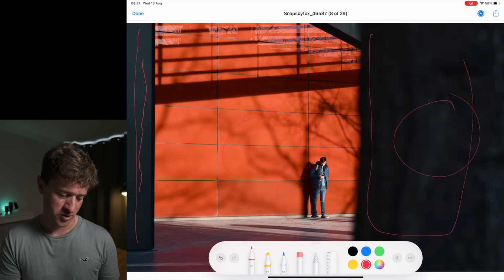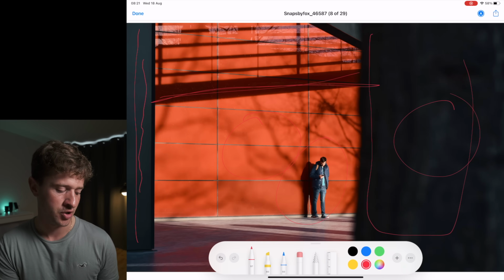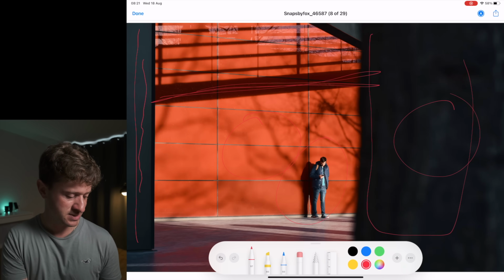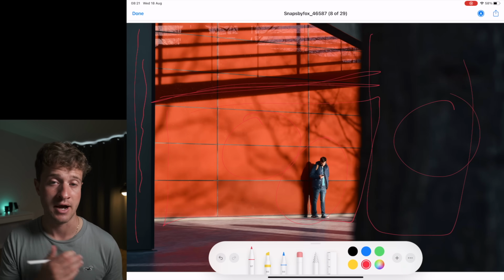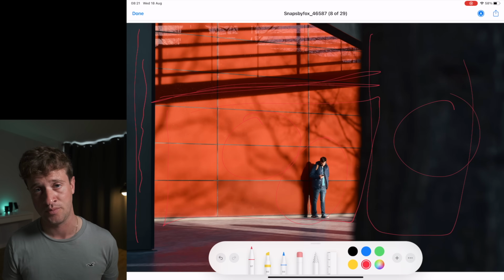You have at the bottom a slightly darker area, and you have the shadow coming across the top, which basically creates a nice frame around where the subject is. Very easy, probably the easiest framing example I can show you.